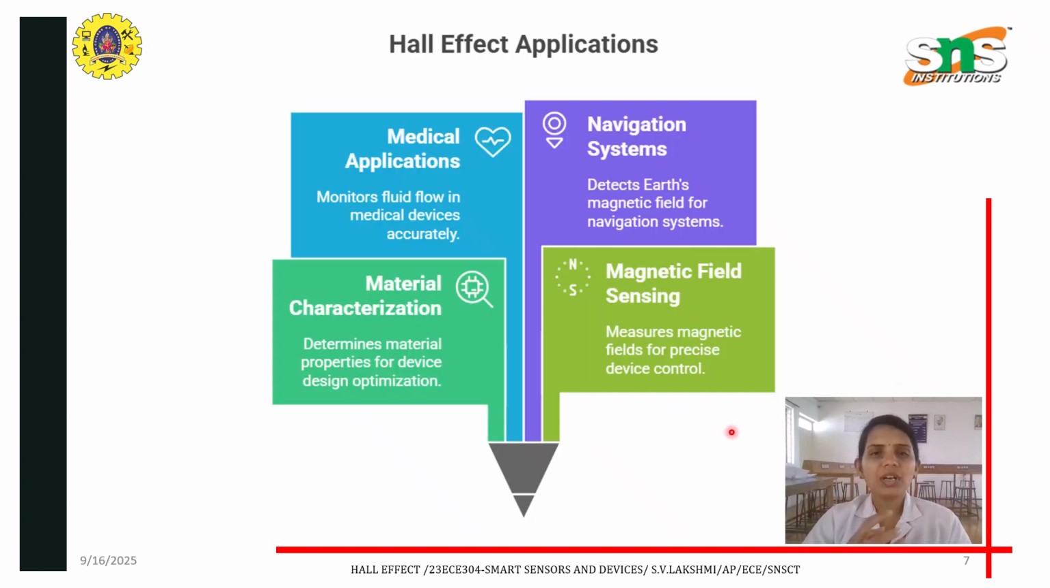The applications of Hall effect sensors are mainly in medical applications, where they help monitor fluid flow in medical devices accurately. They are also used in navigation systems to detect Earth's magnetic field, and in material characterization, where the properties of materials can be determined for design optimization. They are also used in magnetic field sensing, which measures the magnetic field for precise device control. These are certain applications of Hall effect sensors.